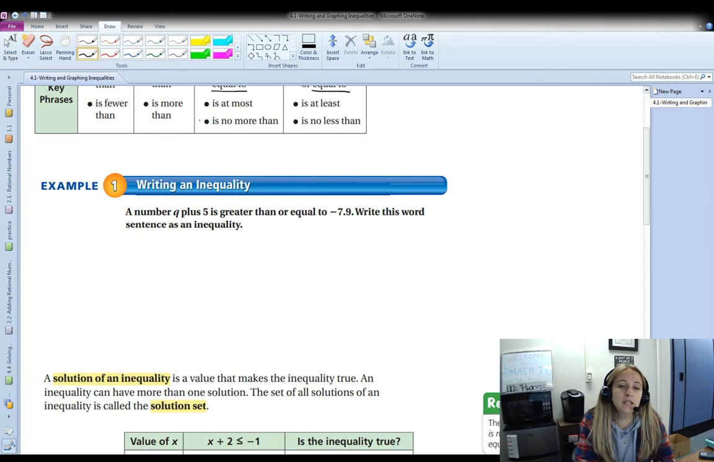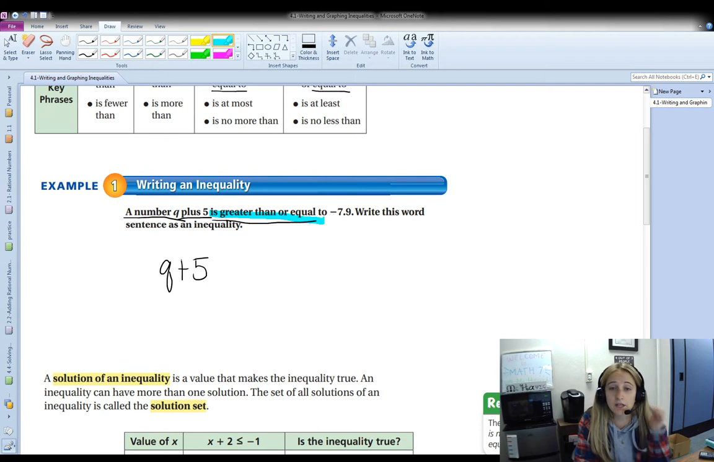So a number q plus 5 is greater than or equal to negative 7.9. Write this word sentence as an inequality. So a number q, that means we're going to write q, okay, plus 5. I know plus means addition, so I'm going to add 5 to it, is greater than or equal to. So what I'm going to want to do is this is going to tell me what inequality we're going to use.